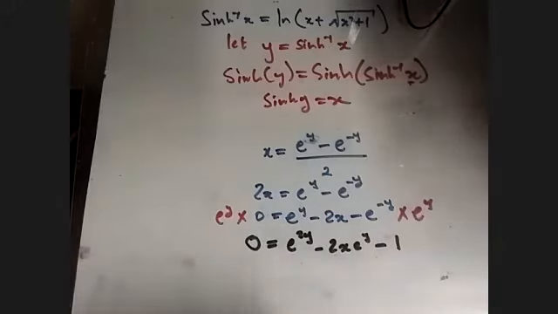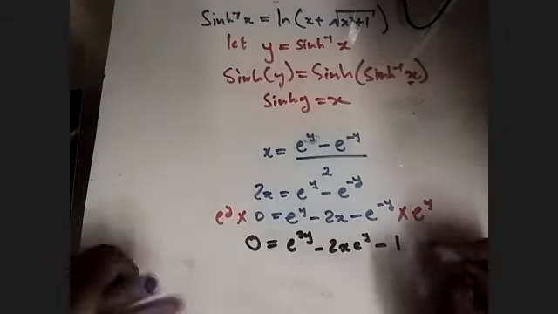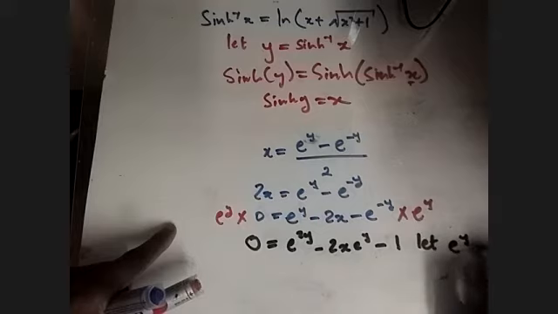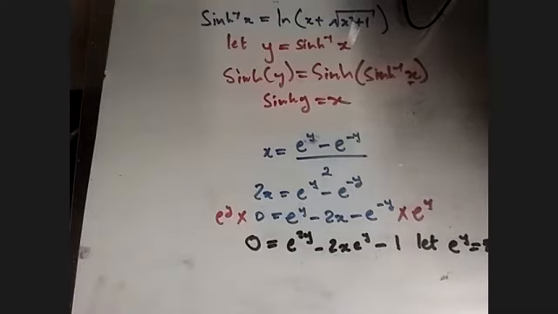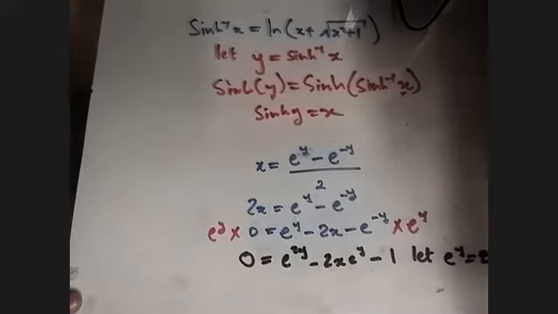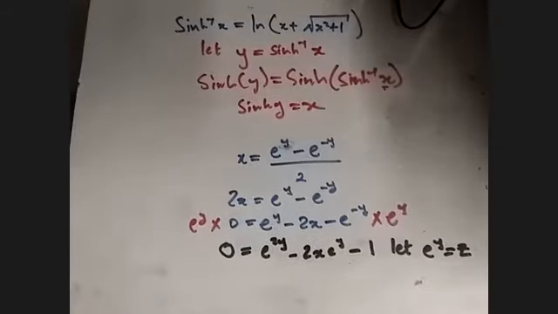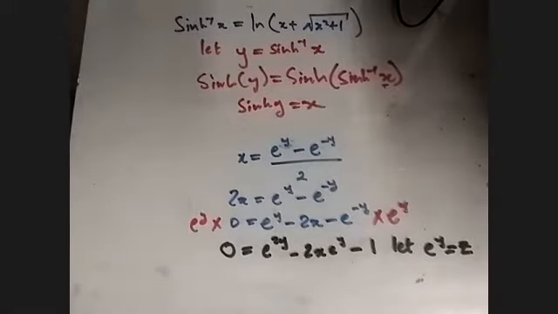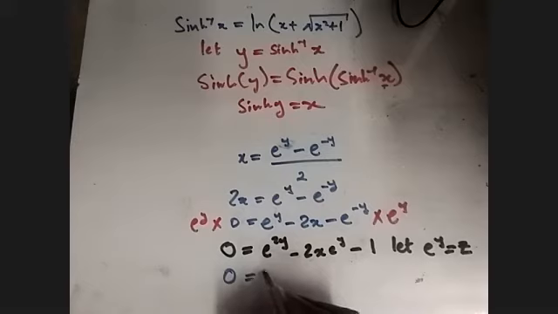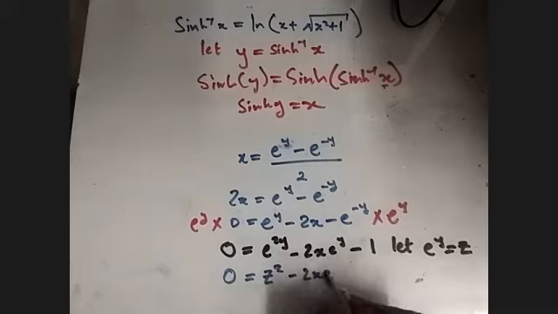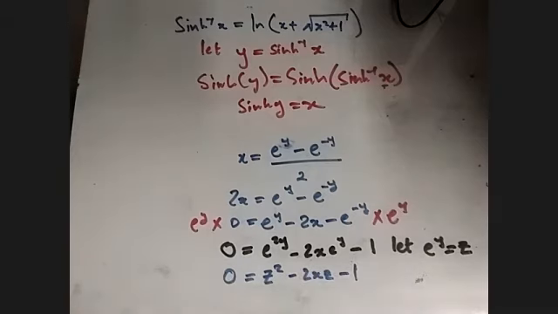Let's say, let, I'm getting excited, I don't know why. Let e to the y be equal to z, for instance. If we let e to the power of y be equal to z, oh, I see that you can't see here. Sorry about that, guys. Okay, so if we let e to the power of y be equal to z, we are going to have something of this nature: 0 is equal to z squared minus 2xz minus 1.